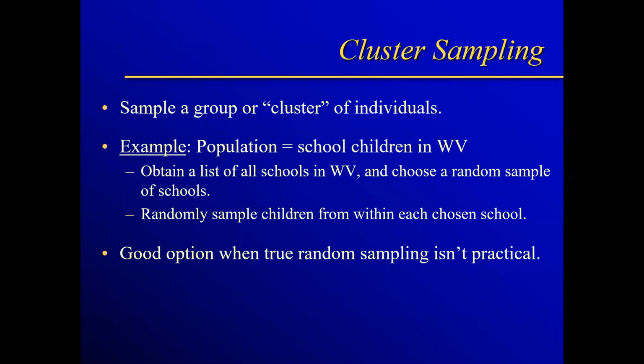Let's go to the next one, cluster sampling. So this is where you sample a group or cluster of individuals. And this makes a lot more sense with an example. So let's say I wanted to do a study on all school children in West Virginia. So let's just say all high schoolers in West Virginia. Well, I clearly can't get a list of every high schooler in West Virginia, right? That list doesn't exist.